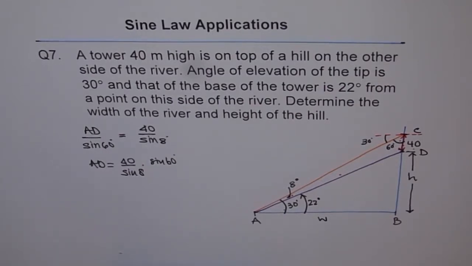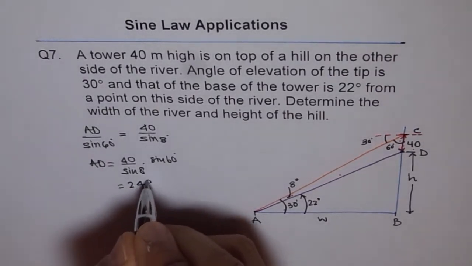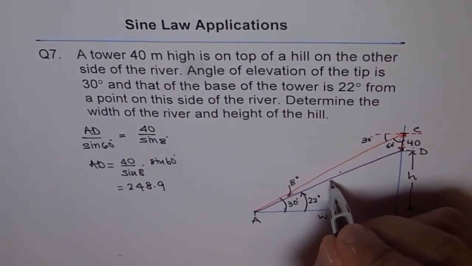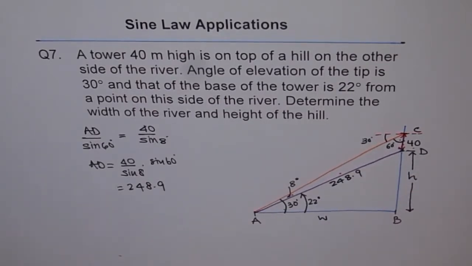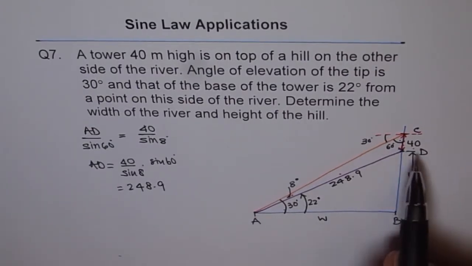So it is 40 times sine 60 divided by sine 8. We get 248.9. So that is AD. This side is 248.9. You can round it to 249 also. Anyway, now that you know this side, it is very easy to find AB and AD, right?